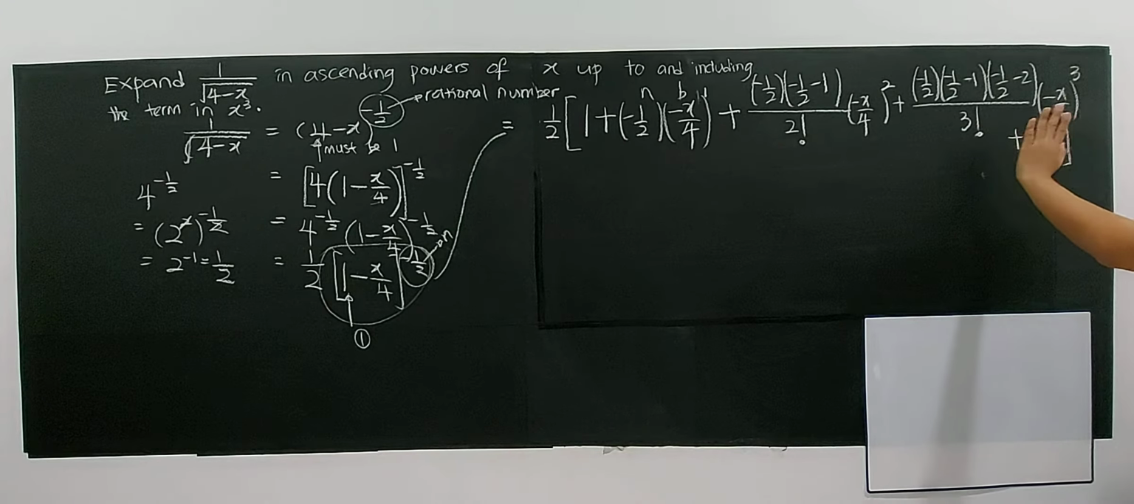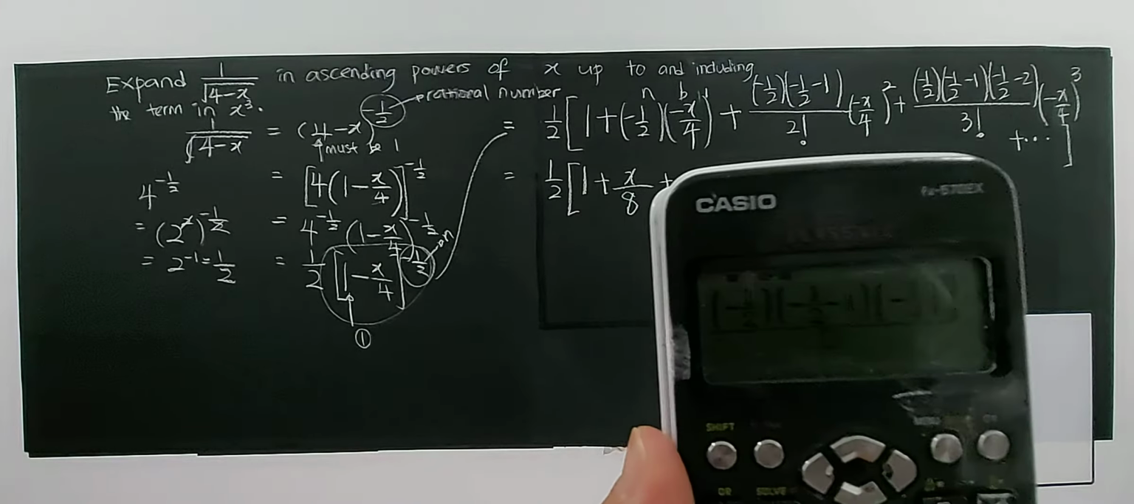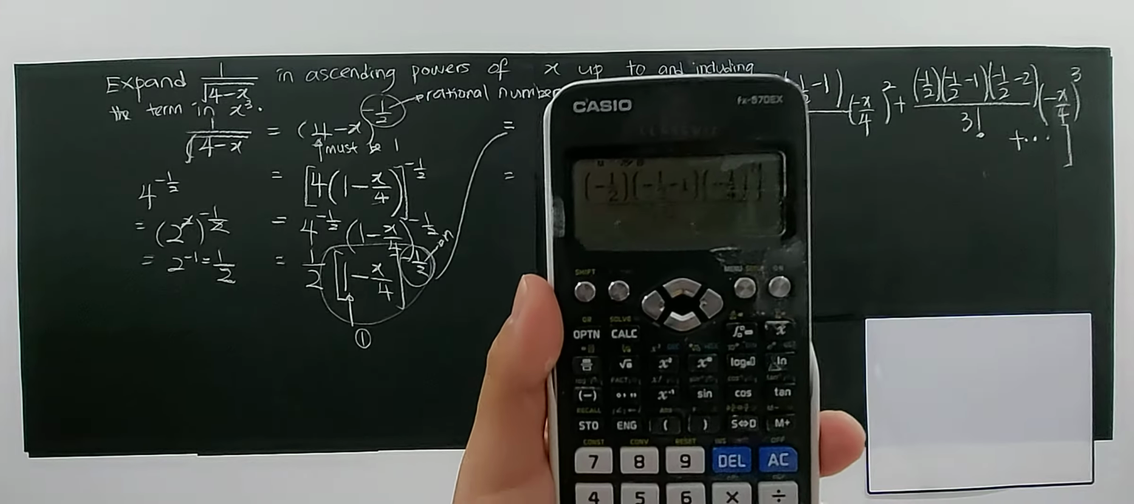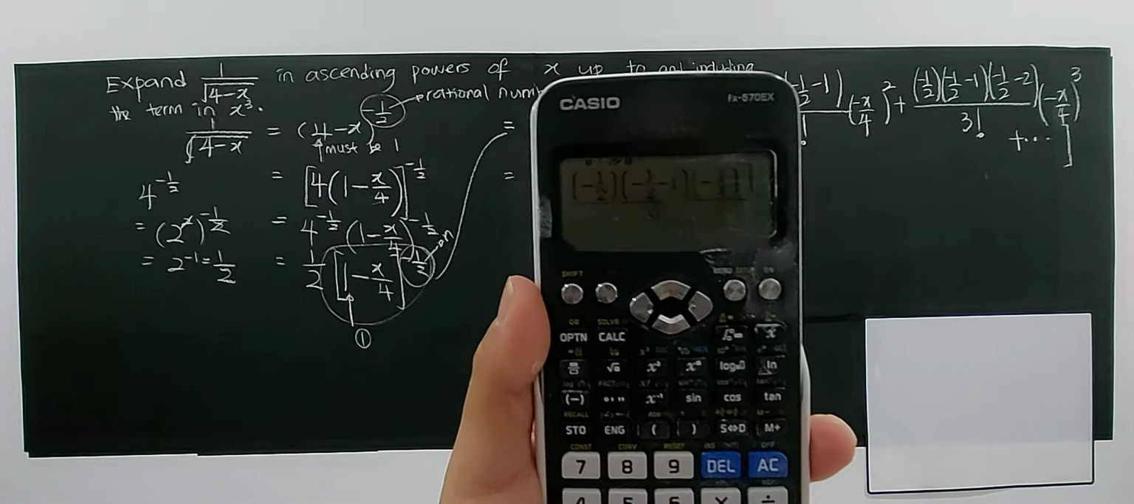If you look carefully, here is negative 1 over 2, negative 1 minus 1, and the number in front of x here is negative 1 over 4. Negative 1 over 4 you have to square. So you're adding negative 1 over 4, then you have to square. You see the screen: negative 1 over 4, you square.